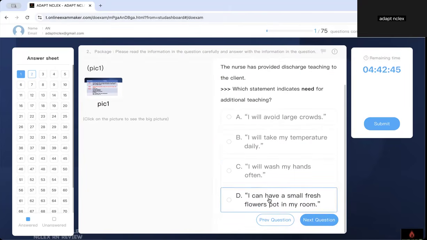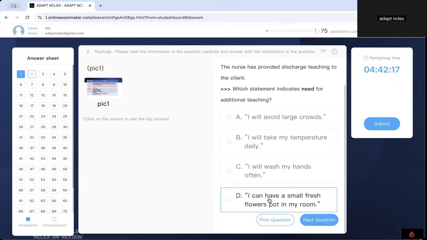The nurse has provided discharge teaching to the client. It's going home. Which statement indicates need for additional teaching? What did I say you should focus on based on the case? He has cancer, getting chemotherapy, now has infection, everything you're going to do, neutropenic precaution. You see how they test the question? The same thing I'm trying to show you. With every question, go back to the basics, neutropenic precaution.